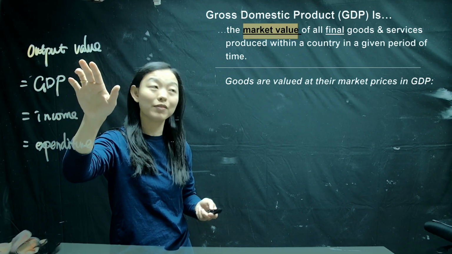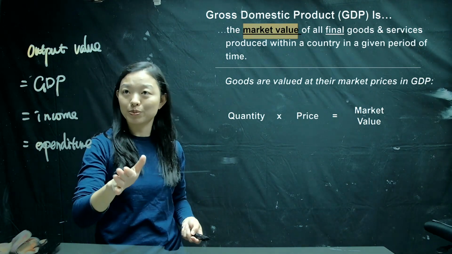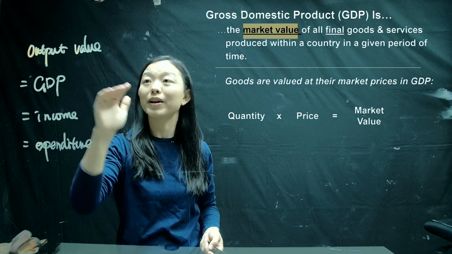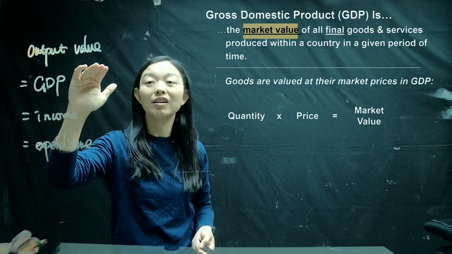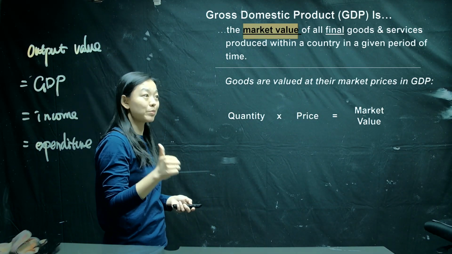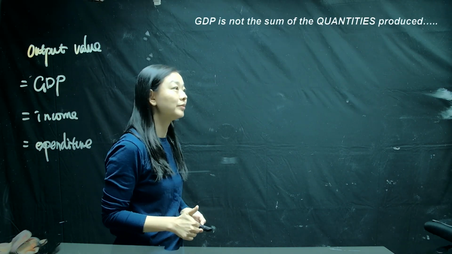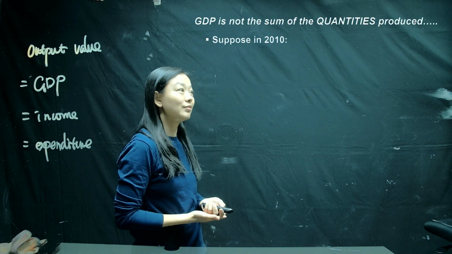It's the value. So how can we get a market value? It will equal price times quantity. So pay attention, GDP measures the market value, not the market quantity, okay? So we use the quantity times the price to get a market value. So GDP is not the sum of the quantity.